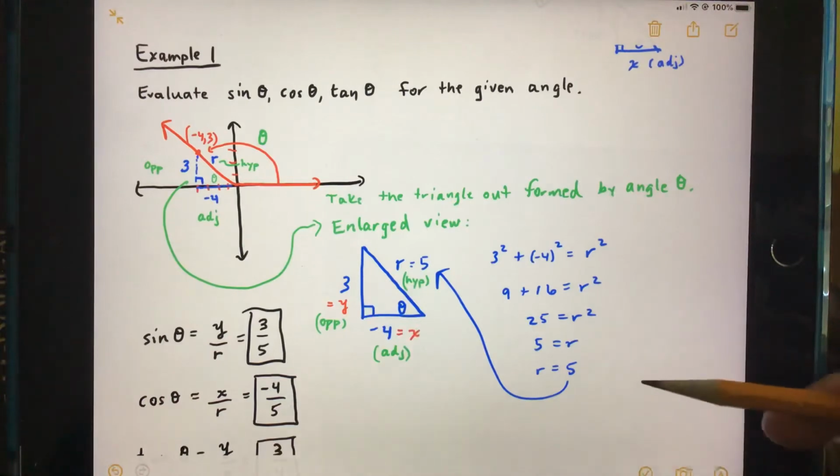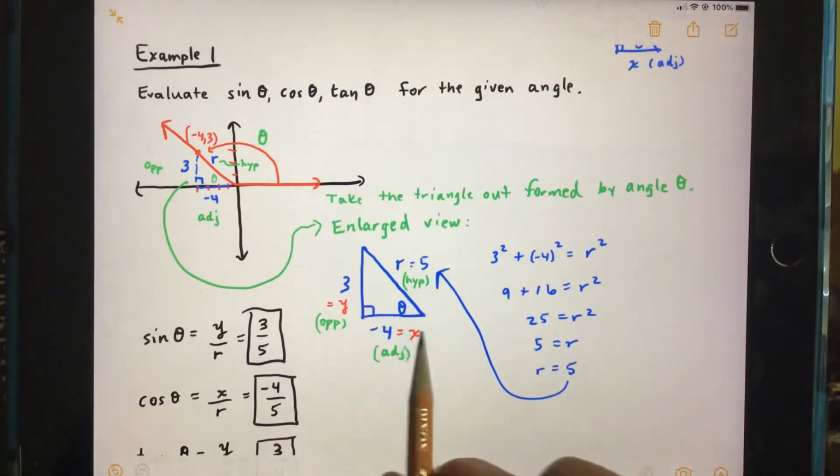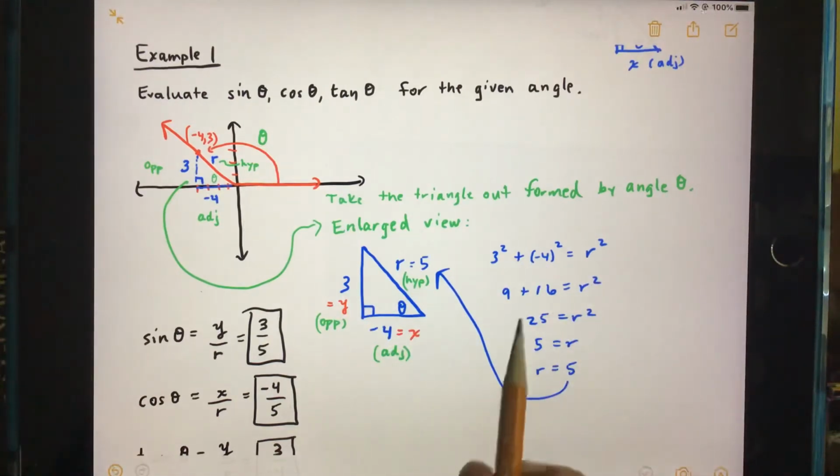5. How did I figure out that's 5? Well, I used the Pythagorean theorem, of course. So the legs squared and added, 3 squared plus negative 4 squared is r squared. And then I just work it through to find out that r is 5. Nice classic 3, 4, 5 triangle here.